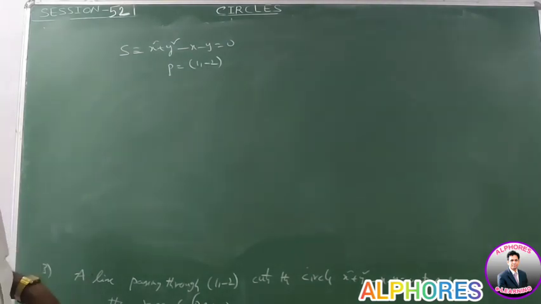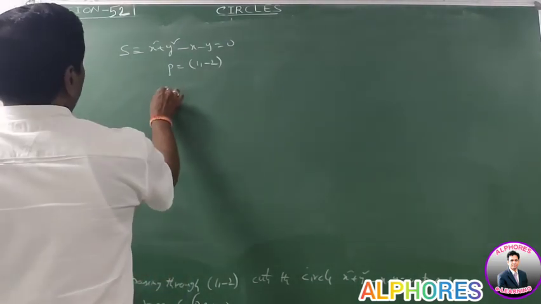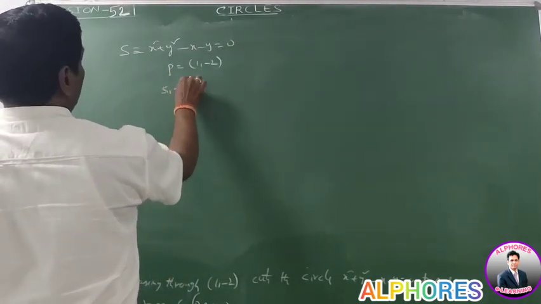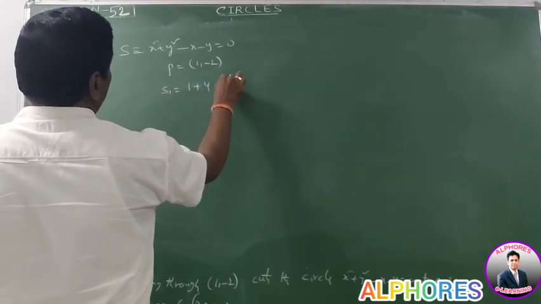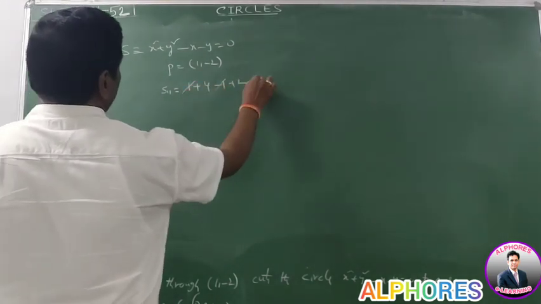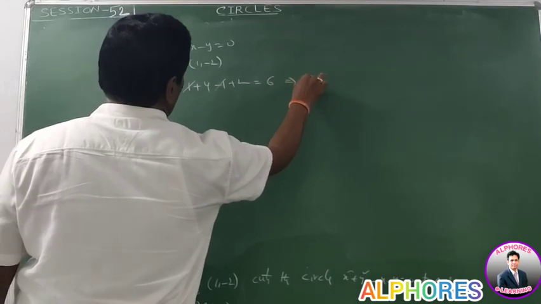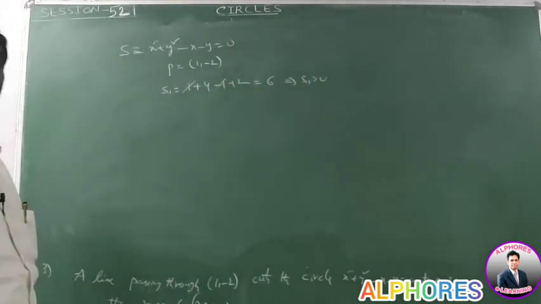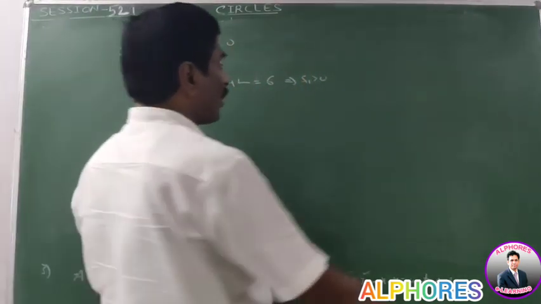Please verify this value. For getting the position of the point, we find S11. What is the value of S11? 1 + 4 − 1 + 2. The 1s cancel, so it is equal to 6. That means S11 > 0. Therefore, P lies outside of the circle.